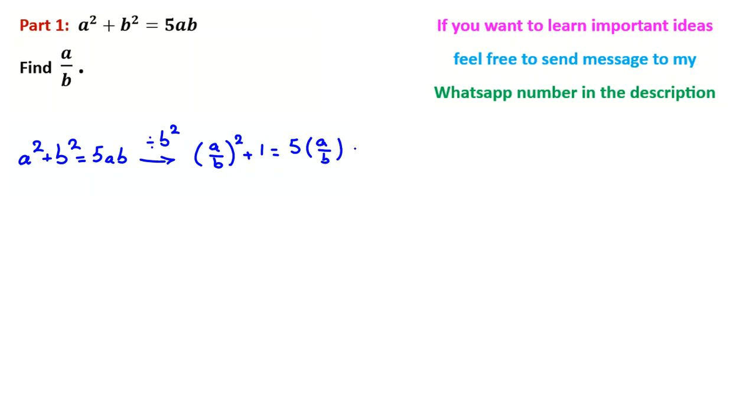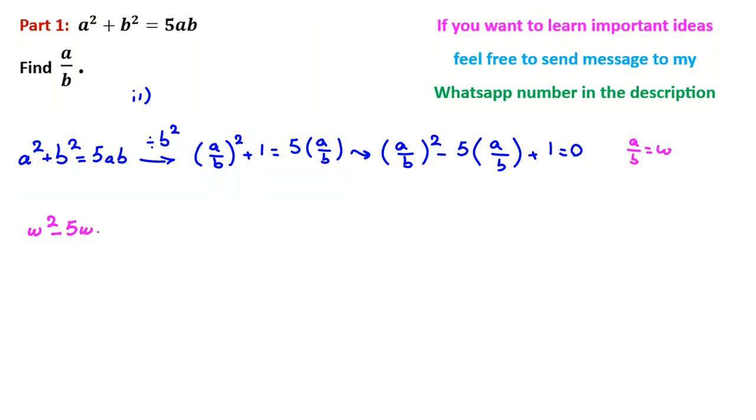Okay, now we can take it to the left hand side: (a over b) squared minus 5(a over b) plus 1 equals 0. Now we can use changing variable. So the idea here, when you divide, we can call it idea 1. Idea 2, changing variable. So we can say a over b, for example, equals w. So it is w squared minus 5w plus 1 equals 0.